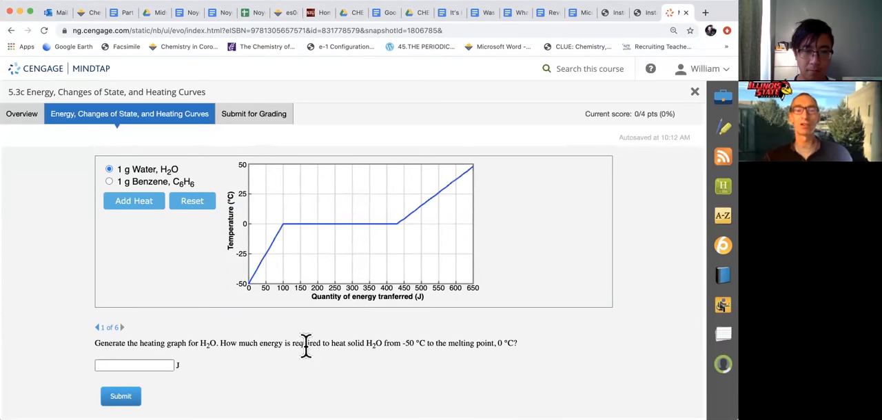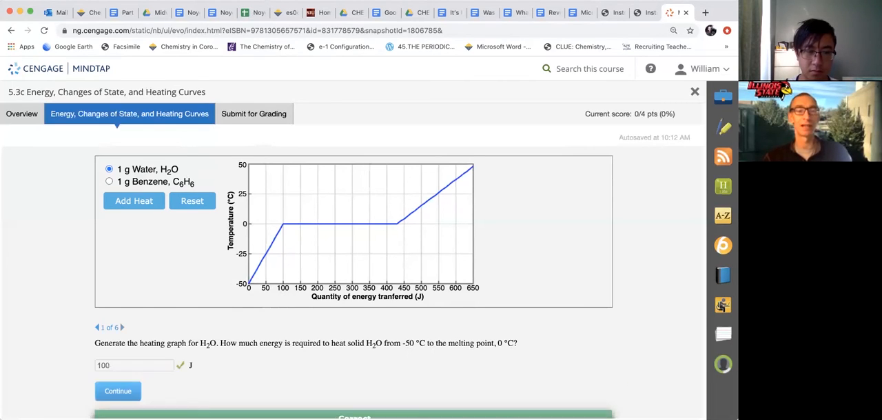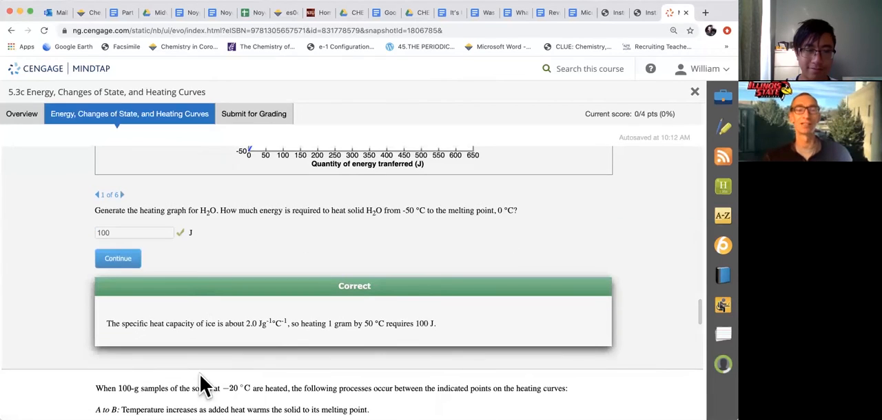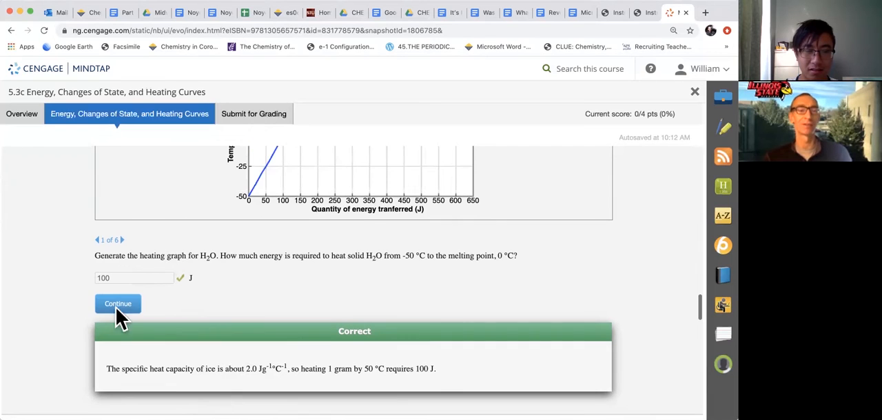How much energy is required to heat solid water from -50 to the melting point of 0 degrees Celsius? So I want to go from -50 to 0 degrees Celsius, and I want to know how much energy is required. So if I come across here to that point, it looks like it's 100 joules. That's what I get for that. Is that what you get looking at that, Kevin? Yeah. Okay, so let's type in 100, see what happens. So I submit that. Oh, got it correct. Woohoo! Very exciting. And it tells me that I got it correct and why I got it correct. So that's nice. All right, next question.